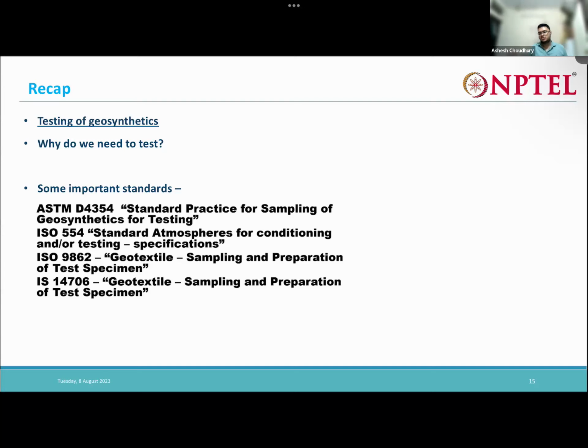Next is quality control. Obviously, during the production stage, you need to ensure the quality of the product. So quality control, quality assurance. That means whatever product you are using in the field pertains to the design standard. That is the quality assurance. And then we have some important standards. ASTM D4354 is the basic, the most fundamental code for the testing of geosynthetic material. So these are some of the various ISO, IS, and ASTM standards that are used.